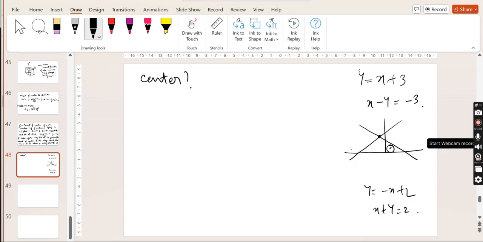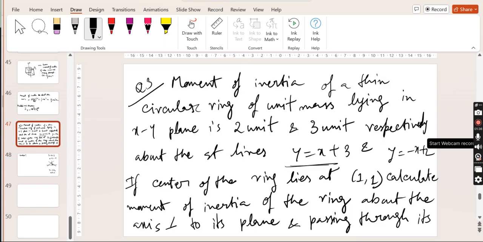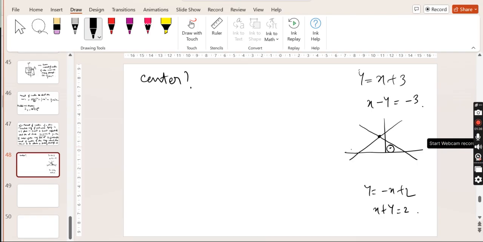So we can see that these straight lines are almost perpendicular. For one straight line the moment of inertia is 2, for the other it is 3. So because of the perpendicular axis theorem, first calculate this one.